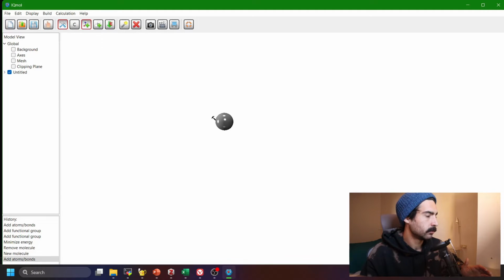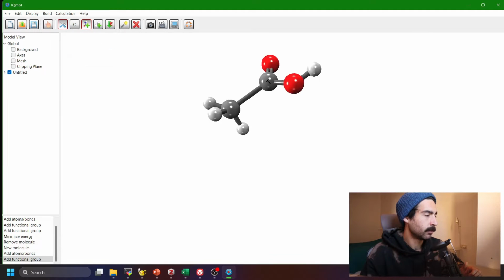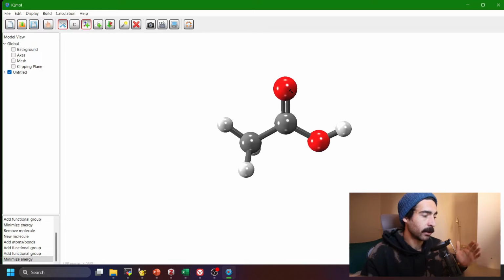So, as you're probably aware, acetic acid has a methyl group and a carboxylic acid group. So we can go ahead and build our molecule like this. And we now have an acetic acid molecule. And we'll now want to optimize the geometry and perform a frequency calculation.